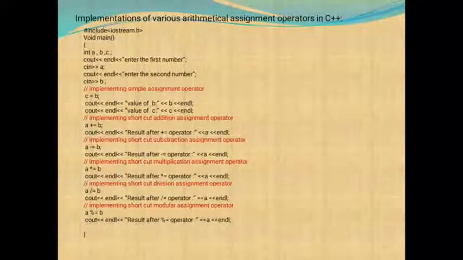Now you are displaying. The cout statement is simply to display the values of the statements enclosed in the double quotes, and the value you are storing. So you are displaying the value of B and displaying the value of C, and C stores the value of B.